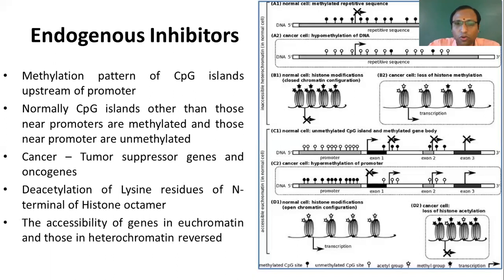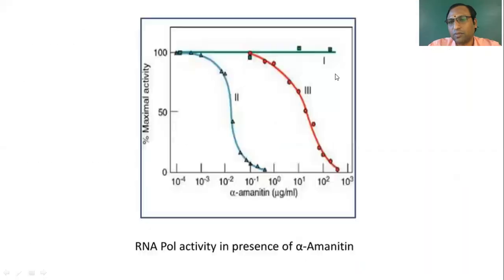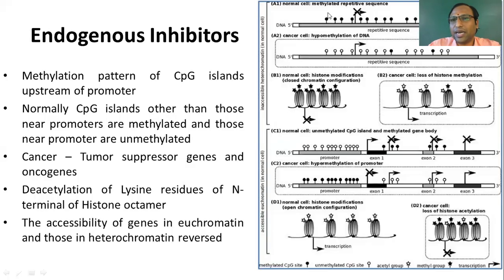In this process, the deacetylation of lysine residues of N-terminal histone octamers will take place, and the accessibility of the genes in euchromatin and those in heterochromatin are reversed. That is the process here. In the first step, you can see a methylated repetitive sequence. The repetitive sequences are there, and they are nearly close.